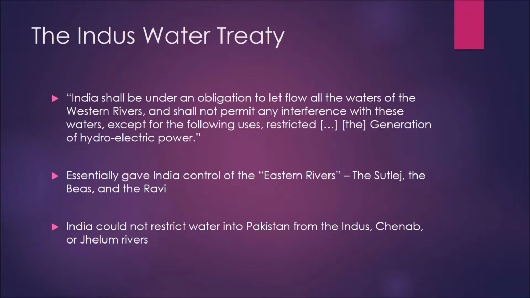So there were 6 rivers mentioned in this water treaty, and essentially the treaty gave India control of all the eastern rivers, which was the Sutlej, the Beas, and the Ravi rivers. They could do whatever they wanted to those rivers. And in exchange, Pakistan would be able to do whatever they wanted with the Indus River, the Chenab, and the Jhelum rivers. And India, even though it technically came from India and flowed through Kashmir, could not restrict the waters for Pakistan.